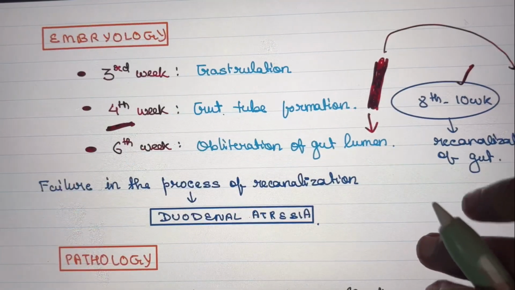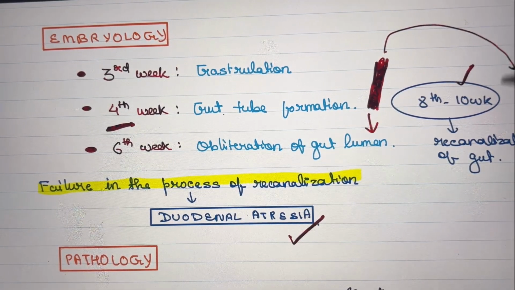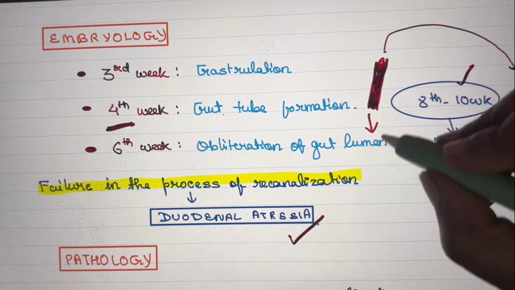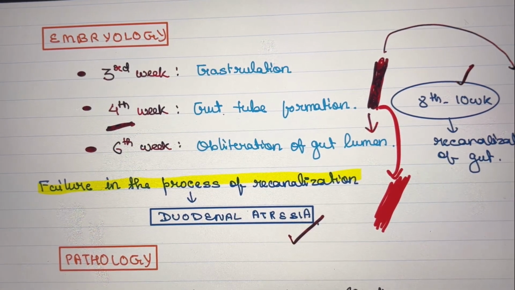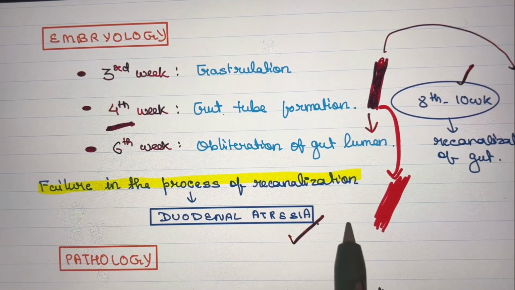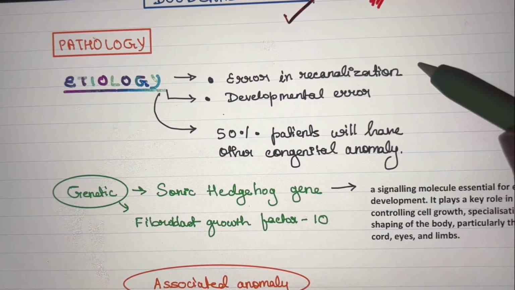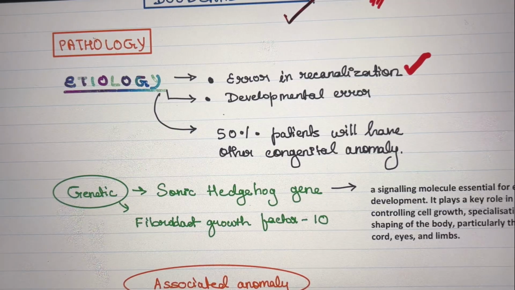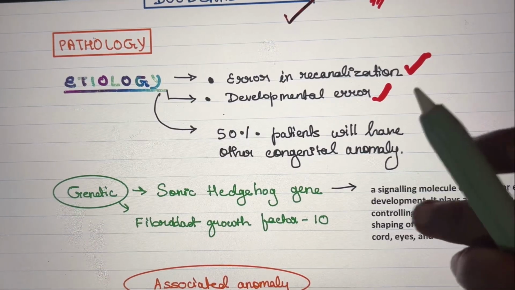But in cases of duodenal atresia, there is failure of the process of recanalization, and the obliteration of the gut lumen continues. There is no canalization. Therefore, duodenal atresia occurs. So this is the most important one: failure in the process of recanalization is the most common cause of duodenal atresia. Now, pathology. Number one is error in recanalization as mentioned earlier, and there might be developmental errors also associated with it, and 50% of patients will have other congenital anomalies also.